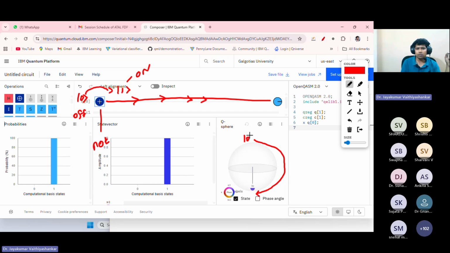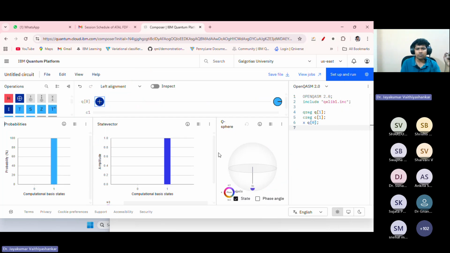So this is state 0, this is state 1. This happened due to this NOT gate. Look at this. You can see changes over here. Gray color now turns into blue color. The North Pole is now pointing to the South Pole. Previously it was pointing to 0, now it comes to 1, from 0 to 1. This is the simplest demonstration I showed over here.